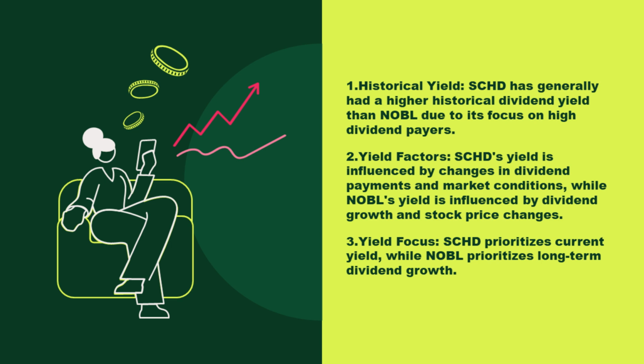Over time, the yields of both ETFs have been influenced by changes in interest rates, market conditions, and the financial performance of their constituent companies. SCHD's yield can fluctuate more with changes in its underlying stocks' dividend payments and market conditions affecting high-yield stocks. For NOBL, yield changes are often more gradual, influenced by the pace at which companies in the index continue to increase their dividends and the overall growth of the underlying stock prices.